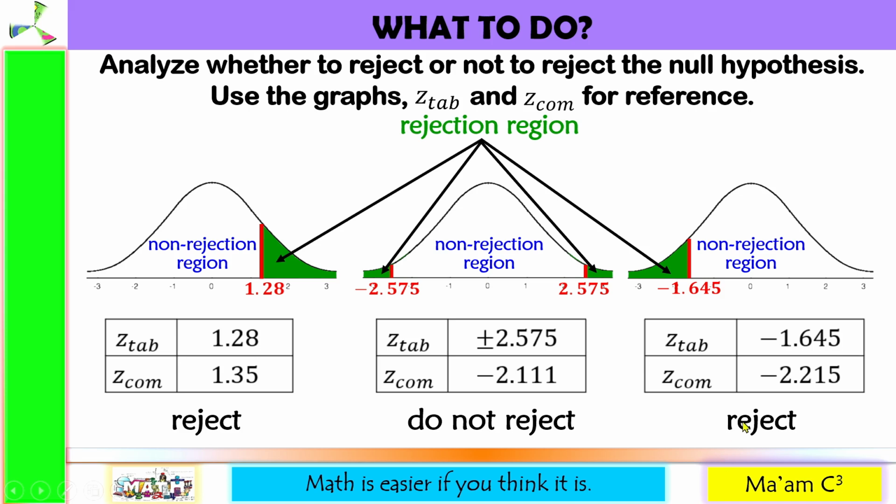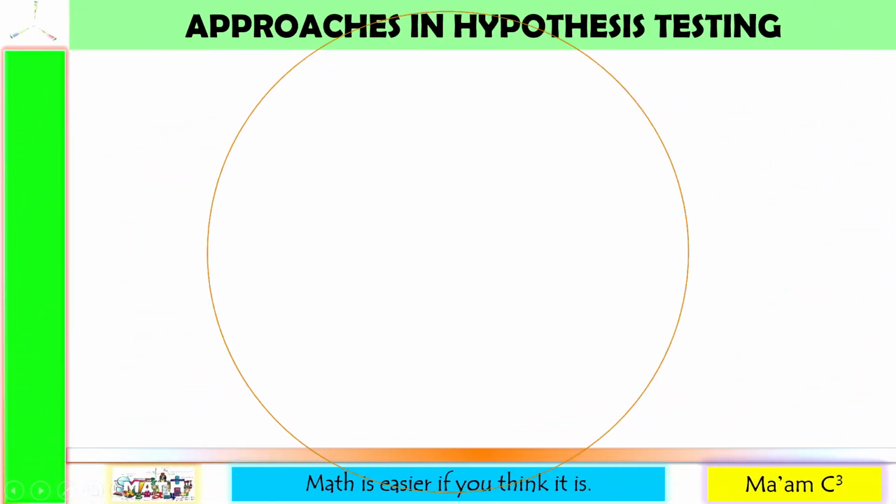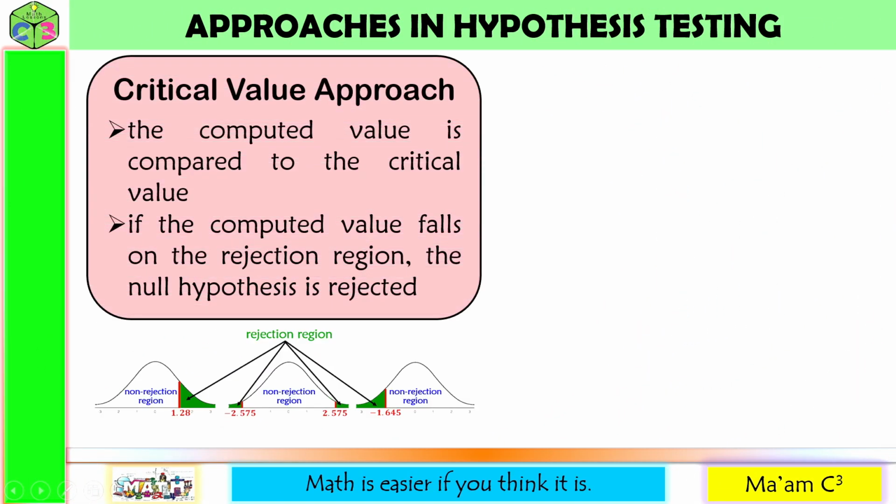In deciding whether to reject or not to reject the null hypothesis, you can choose from two approaches. The first one is the critical value approach. We are already familiar with this. This is what we use in our lesson, hypothesis testing involving population mean. Here, the computed value is compared to the critical value, like what we did earlier in our activity. The red lines here are the critical values. And if the computed value falls within the shaded region, which is the rejection region, we reject the null hypothesis.